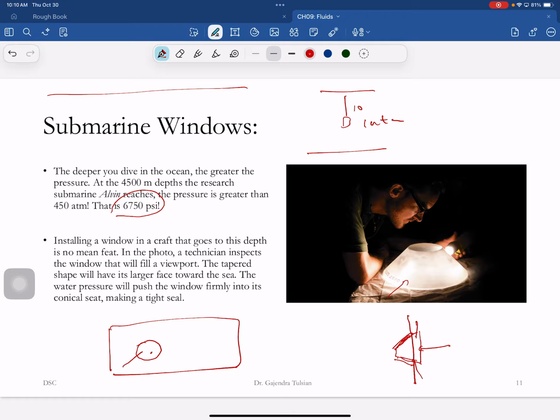Okay. So installing a window in a craft that goes to this depth is no mean feat. Okay. So this is a technician inspecting the window that'll fill the viewport. A tapered shape will have its larger face outward toward the sea. The water pressure will push the window firmly into its conical seat.